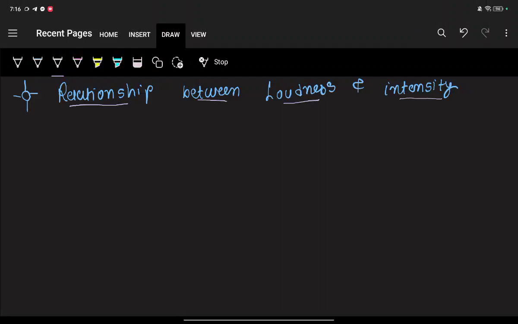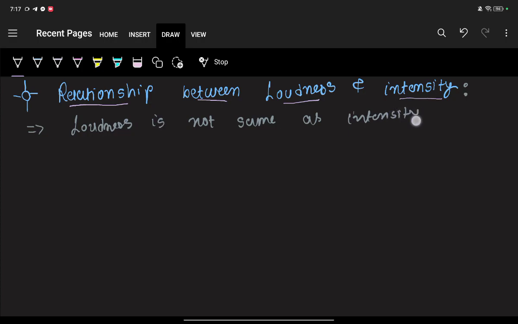So, the relationship between loudness and intensity. What's the relationship between loudness and intensity? Let's see it. Although the loudness of sound depends on intensity, loudness is not the same as intensity. First you must remember this thing: loudness is not the same as intensity.